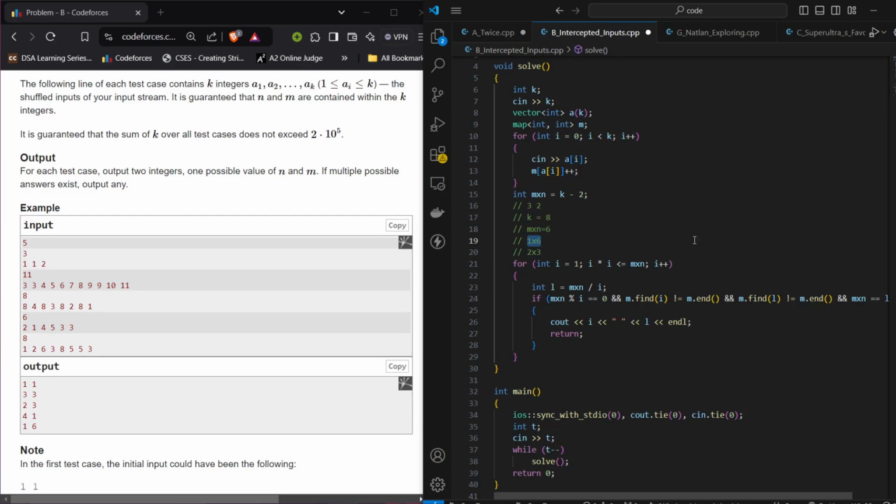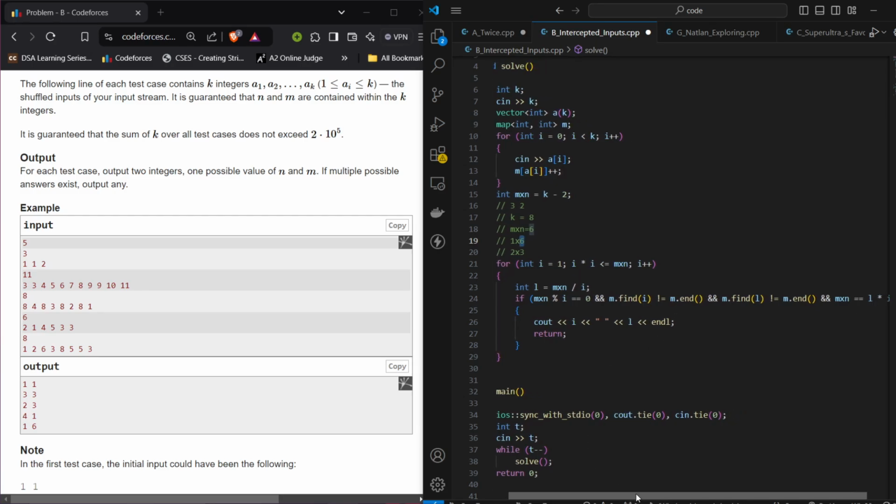So what I've done is start an iteration from 1 to the square root of n times m, basically k minus 2. Why so? Because within the square root of n, if there is a divisor, I will definitely get it. So L is basically nxm divided by i. If nxm is a multiple of i, L should also be a multiple of i. So if I get nxm as 6 and i is 1, then L should be 6. That is the case.